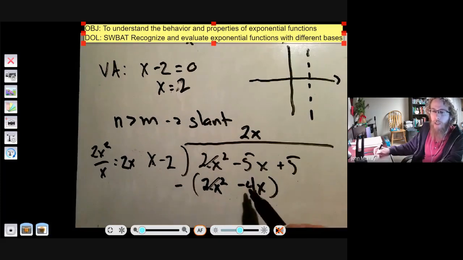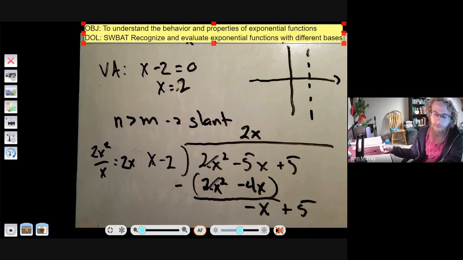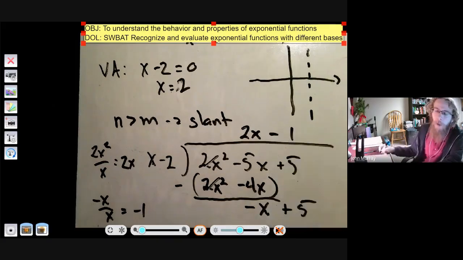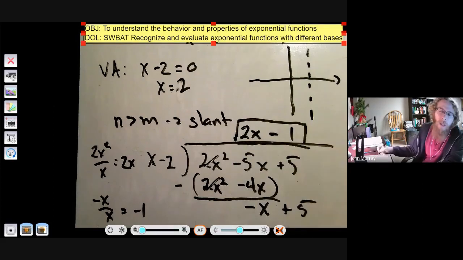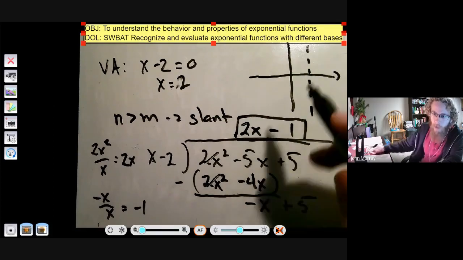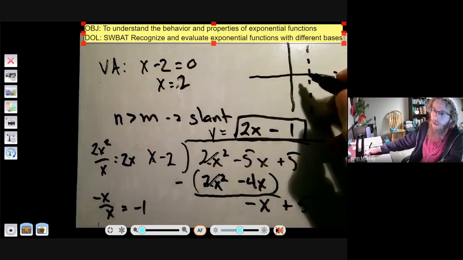Negative 5x minus negative 4x, that turns to plus. So I get a negative x there. And then I bring down the plus 5. So now I have a negative x. I'm dividing that by x. Well, that's just going to be negative 1. So in all honesty, I can stop right here. I don't have to go further. It's going to have a remainder. The remainder doesn't really matter for the slant asymptote. So here our slant asymptote is the line y equals 2x minus 1.